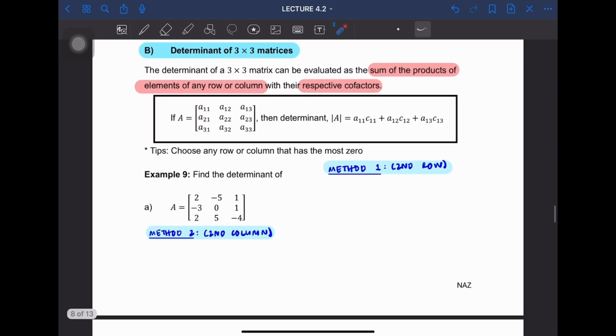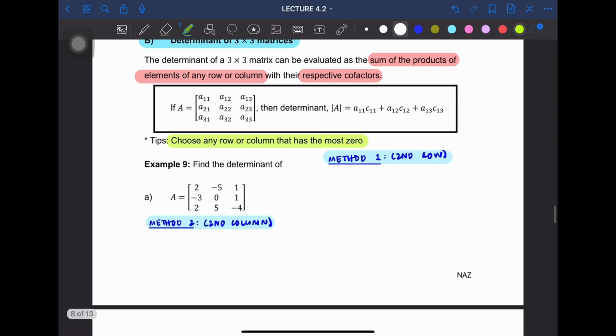Okay, so there is one important tip over here, which is you can make your calculation easier by choosing any row or column that has the most 0. You're gonna see why. So let's go straight to the example.